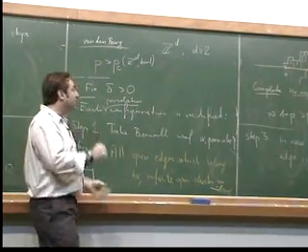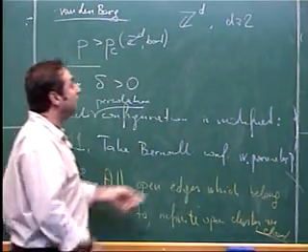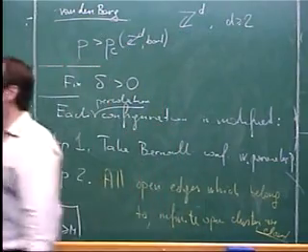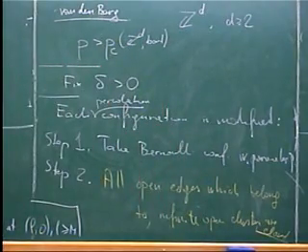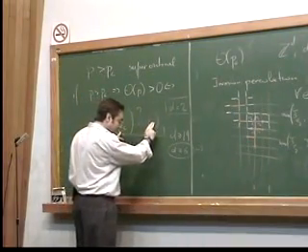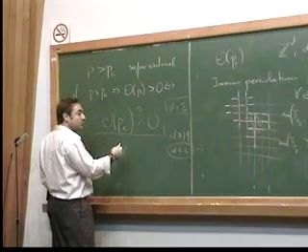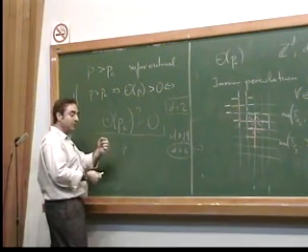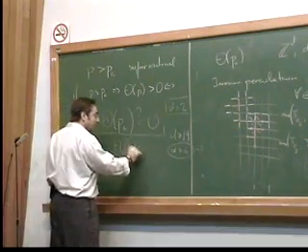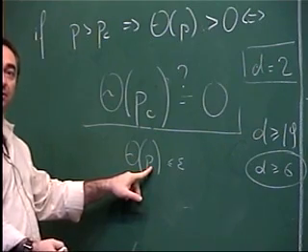But once you start to push p to p_c, now you can think about the 2-dimensional case. In 2 dimensions, we know that theta of p_c is 0, so the function theta of p is continuous at the origin. Which means that if you take p very close to p_c, theta of p is smaller than any epsilon you wish, if you choose p close enough to p_c.